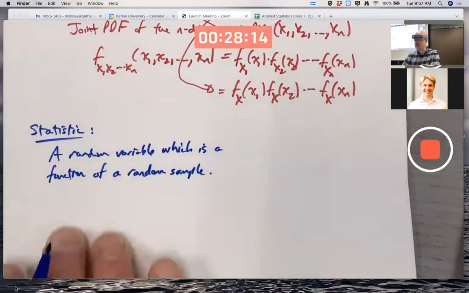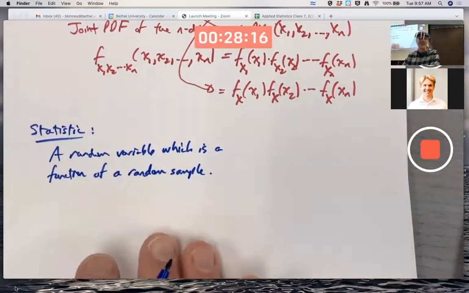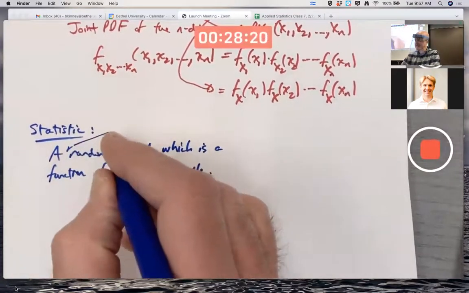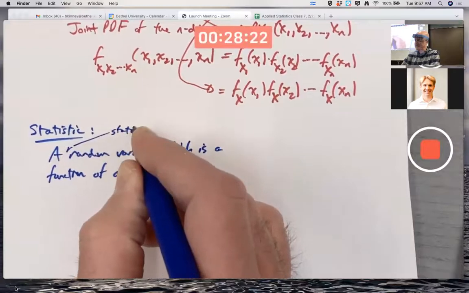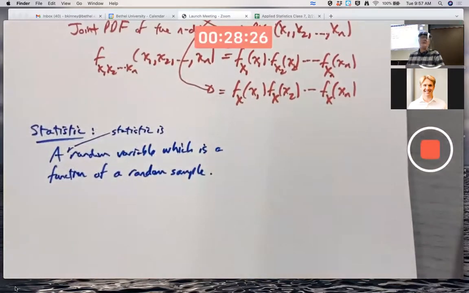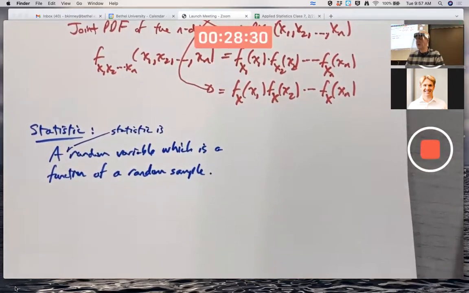I didn't really fully state this sentence in the best way. I should have said: a statistic is a random variable which is a function of a random sample. Kind of an abstract definition. How does this play out in practice?